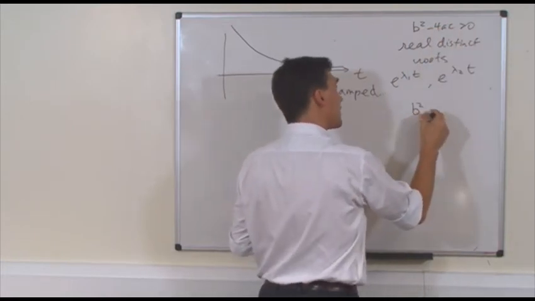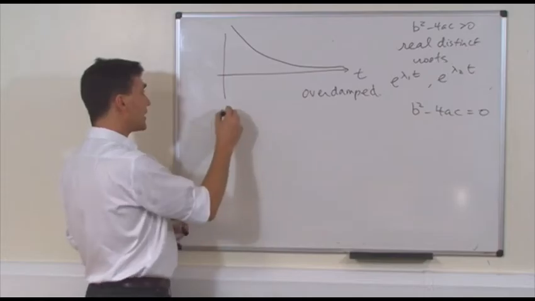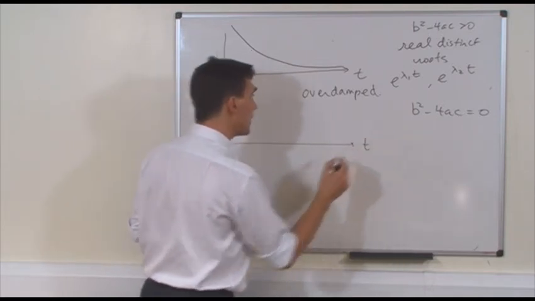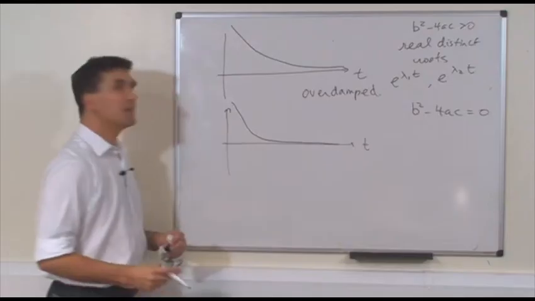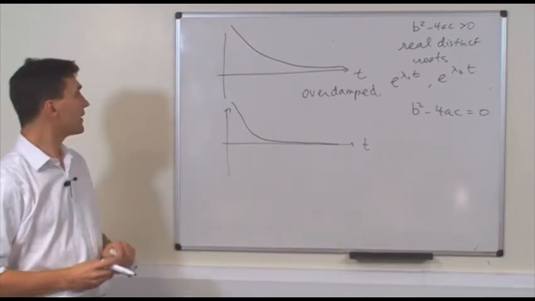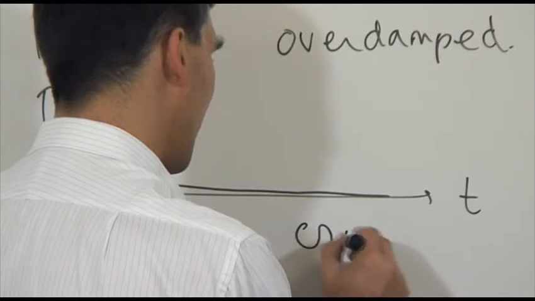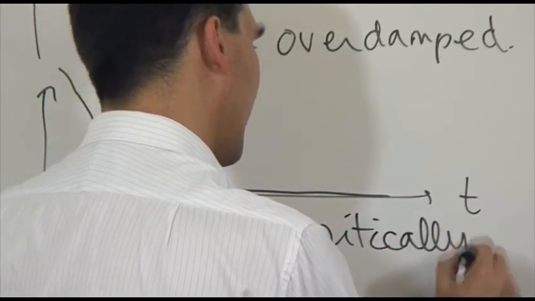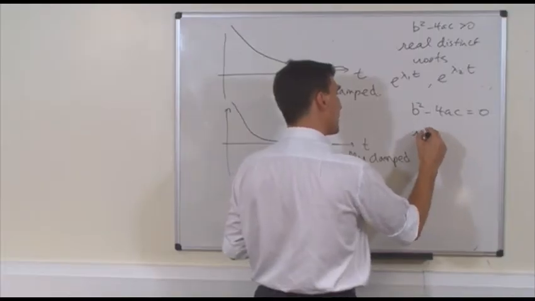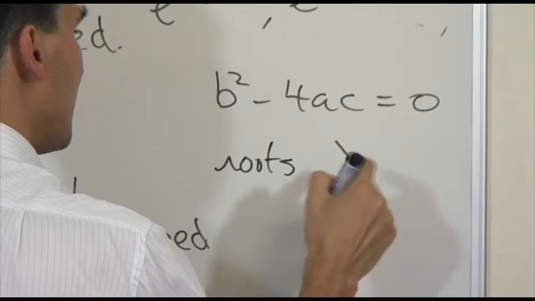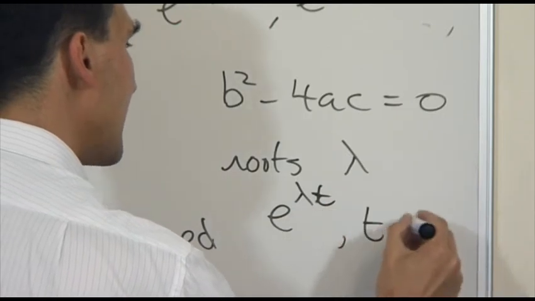If we've got the case where b squared minus 4ac is equal to 0, then the graph of the solution of our equation as a function of time turns out to still be exponential decay, but it gets there more quickly than the overdamped case. So this is called critically damped. And here we'd have a repeated root, which is just lambda. So our solution is e to the lambda t and t e to the lambda t.